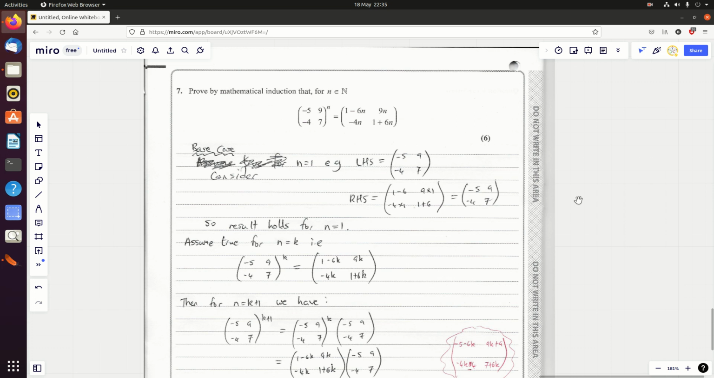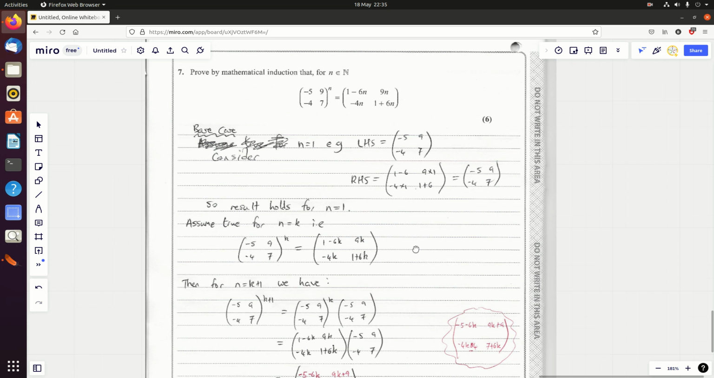You must write "assume true for n equals k". Don't not write it, or well, I suppose if you don't want 6 marks, you don't have to write it. But if you want 6 marks, write: "Then assume this result is true for n equals k." What you're really saying there is that for some number n, which we're calling k, the result holds.